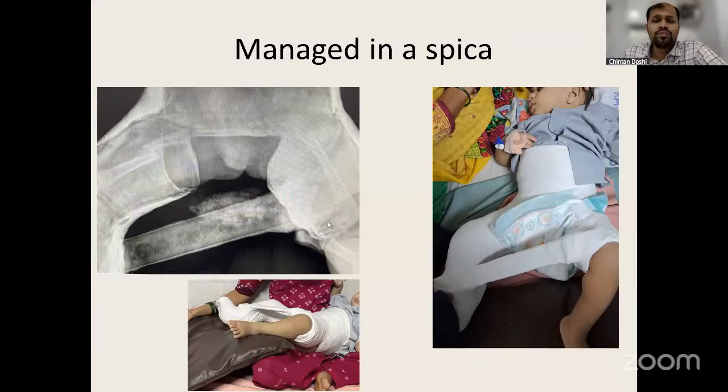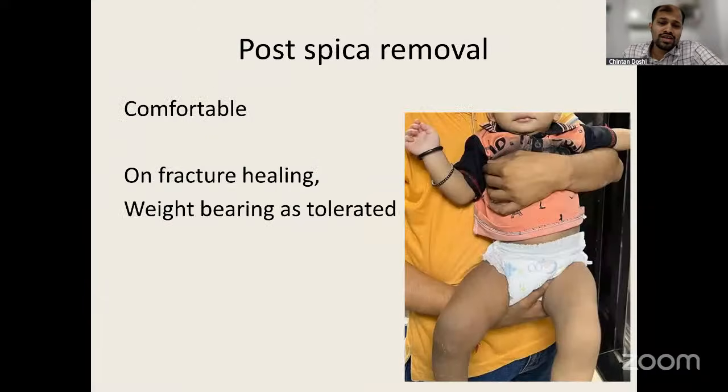So these can be very easily managed in a spica. A 1.5 spica or a single leg spica can be done for these cases. And once you see good bridging bone formation, the spica can be removed on fracture healing, and weight bearing can be started as tolerated.